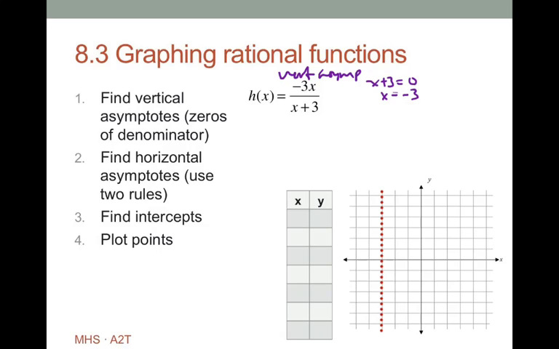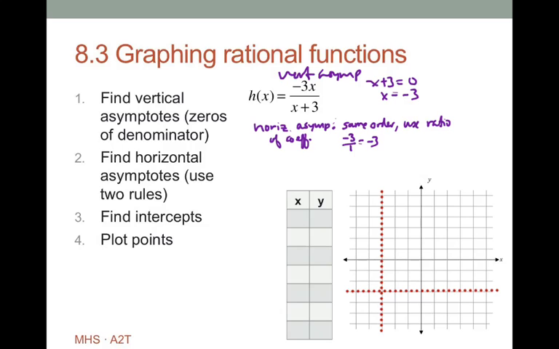To find the horizontal asymptote, you look at the order of the denominator and the numerator. In this case, they have the same order. They're both x to the first power. When they're the same order, you take the coefficient in front of the x term for the top and bottom and find their ratio. So in this case, it's going to be negative 3 over 1, which is going to give you negative 3.